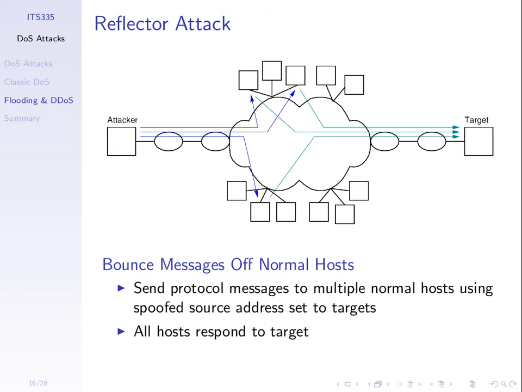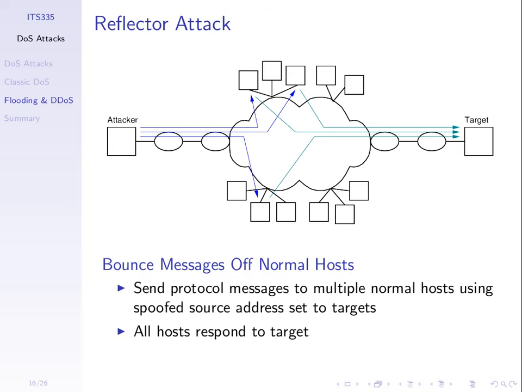Of course, we can scale up, and in this example we just use 3, but use 300, 3,000, thousands of nodes across the internet to increase the magnitude of the data that comes into the target. So we bounce messages off normal hosts. Now, let's look at the applications that can do this before we look at a more detailed example.